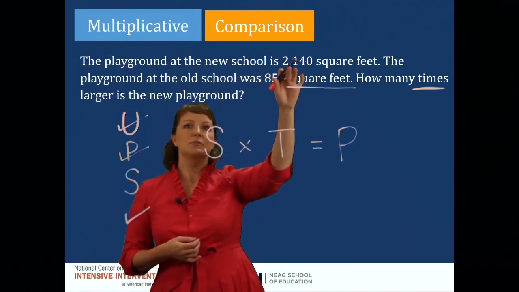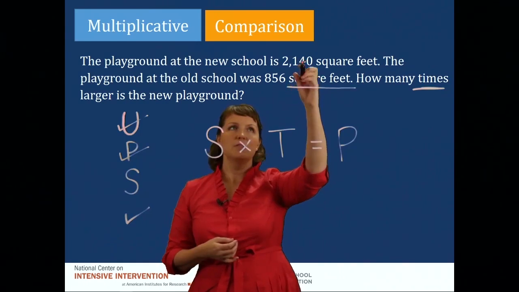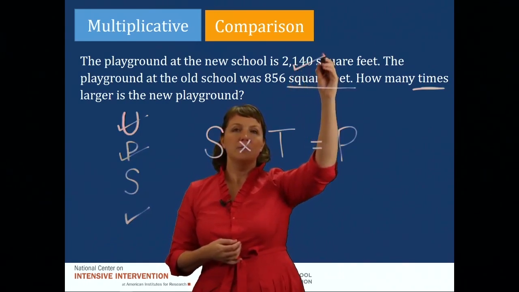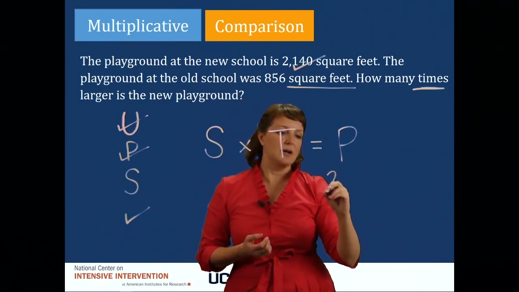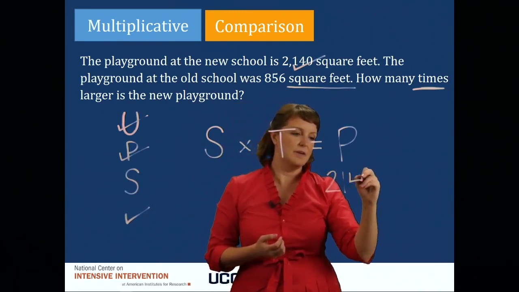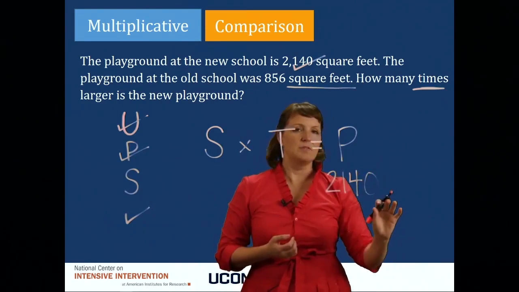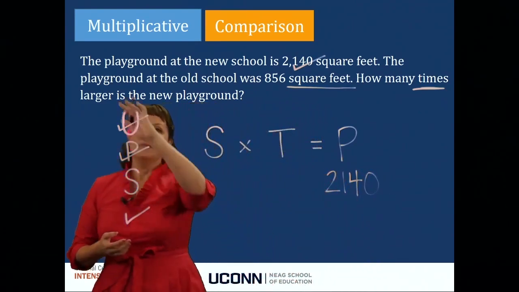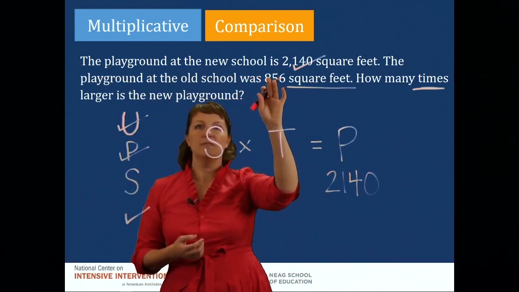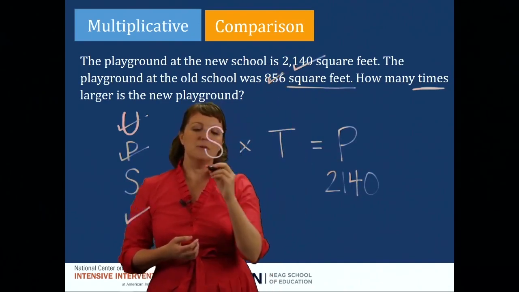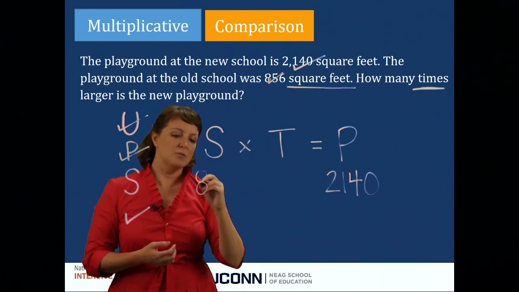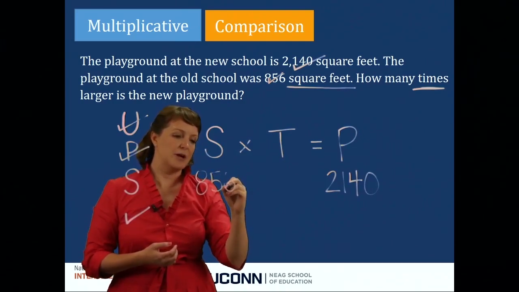The playground at the new school is 2,140 square feet. That tells me about square feet. I'm going to use that number. And it tells me how many square feet there are at the new playground. So that's kind of my 2,140 here is my product. The playground at the old school was 856 square feet. So that's a number that I'm going to use. I'll check it off. And that tells me the original set. So the original was 856 square feet.